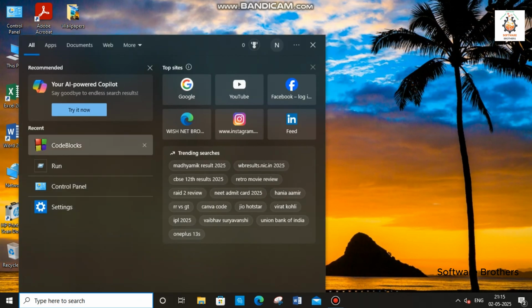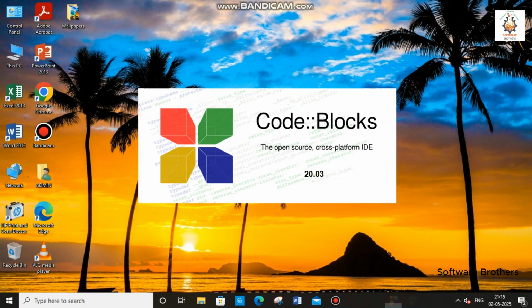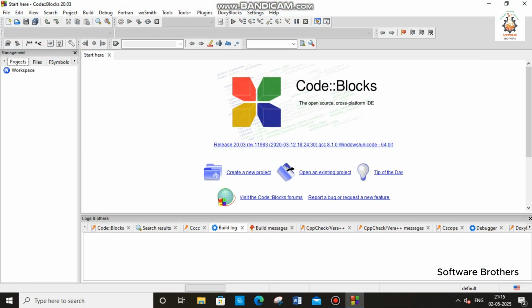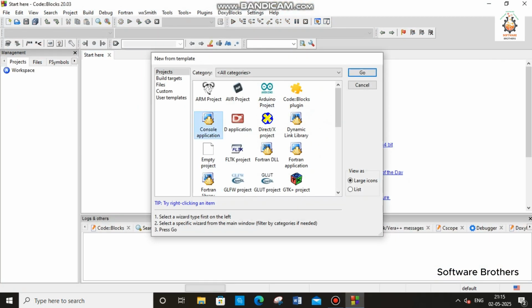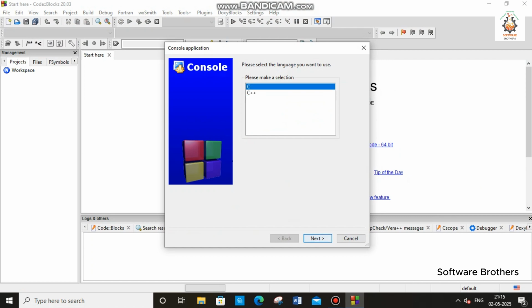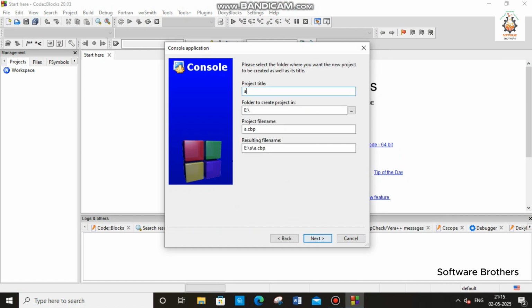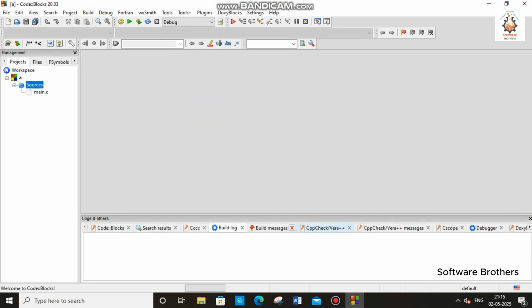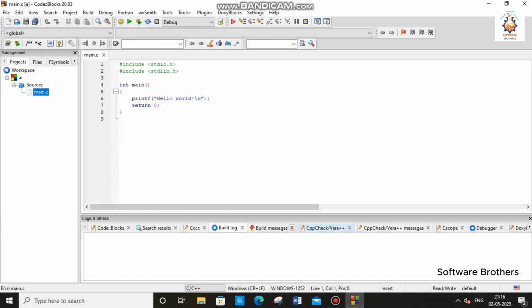So to start with, we should start our Code::Blocks, create a project, console application. This is C, and the project title is, say, the A. And inside the sources, we should include our much needed main.c over here.